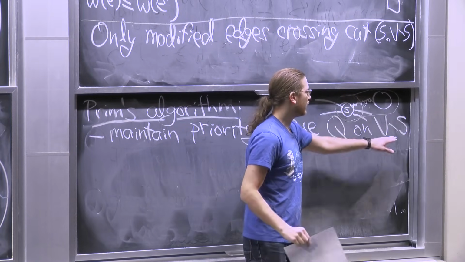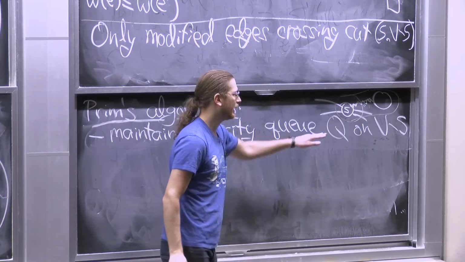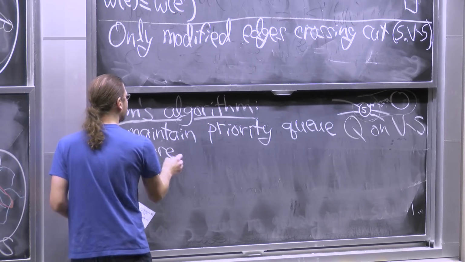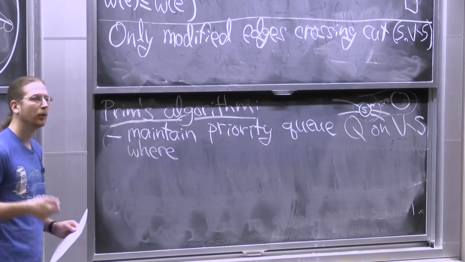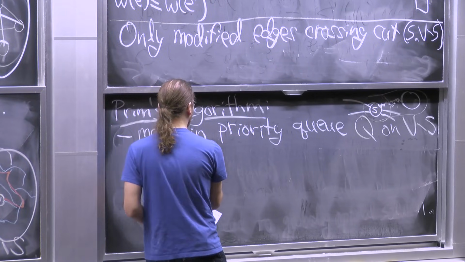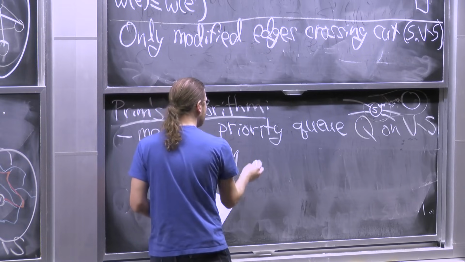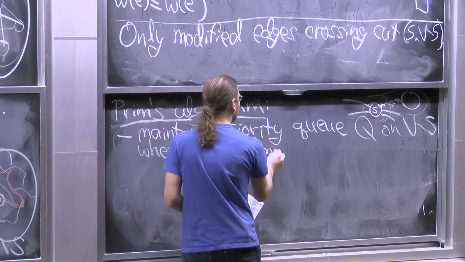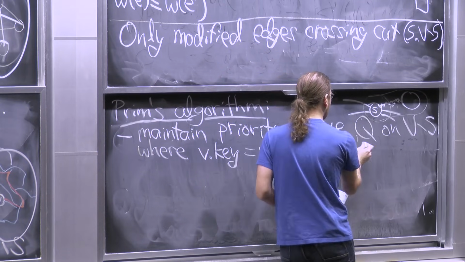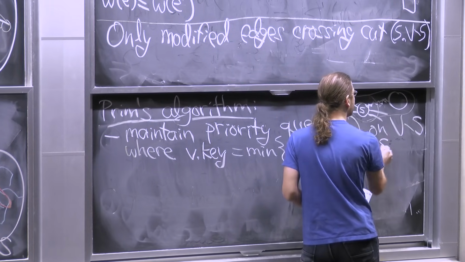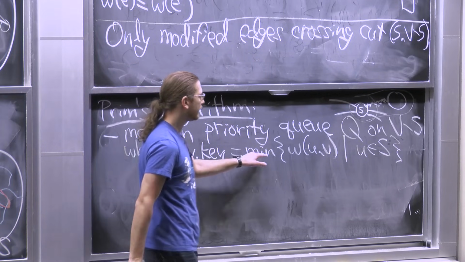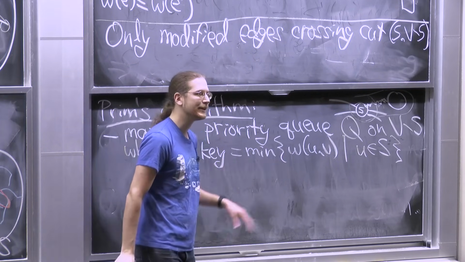So for every vertex that's in V minus S, we're going to have that vertex in the priority queue. And the question is, what is the key value of that node stored in the priority queue? So the invariant I'm going to have is that the key of V is the minimum of the weights of the edges that cross the cut into V. So for a vertex V, I'm not going to compute this every time, but I'm going to maintain it.